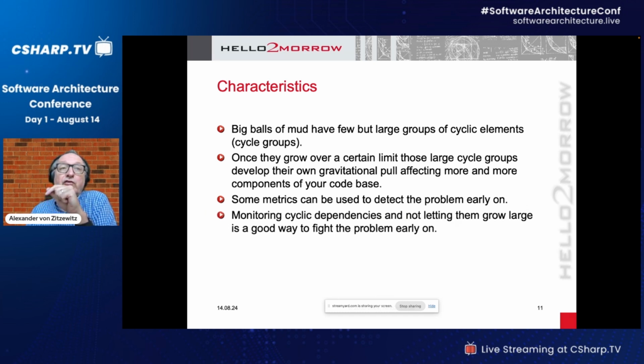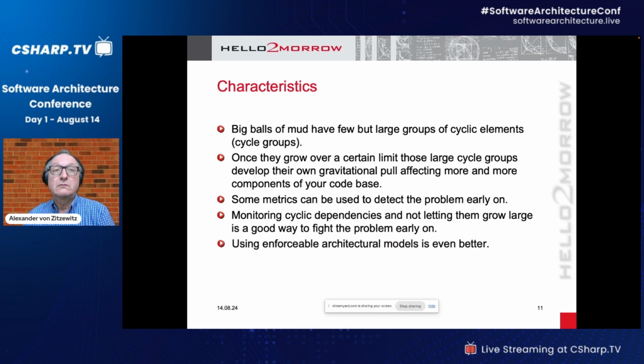And the first good strategy to fight the big ball of mud is to monitor cyclic dependencies and not allow those large cycle groups to grow. That would be a first strategy, at least to stop the bleeding. And of course, if you can do that, an enforceable architectural model is even better.